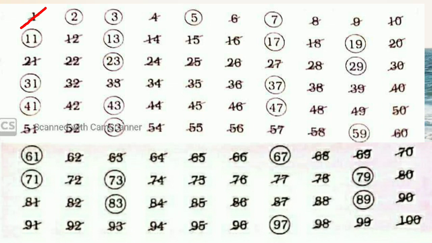And now we are moving to the procedure to find the prime numbers from 2 to 100. So I have not written 1 because we already know that 1 is not a prime number nor a composite, so 1 is removed.